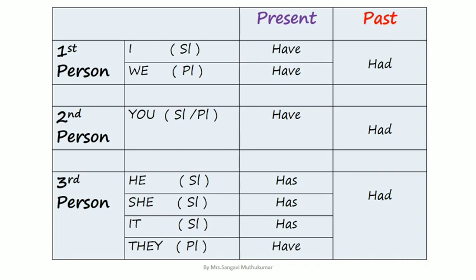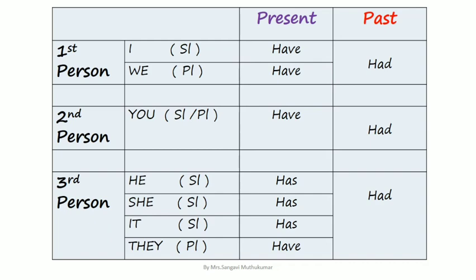Let's see the table a little closer. I and we are called first person. I is first person singular. Singular means a single quantity, one man. And we is first person plural. More than one person is called plural. So we is plural here.